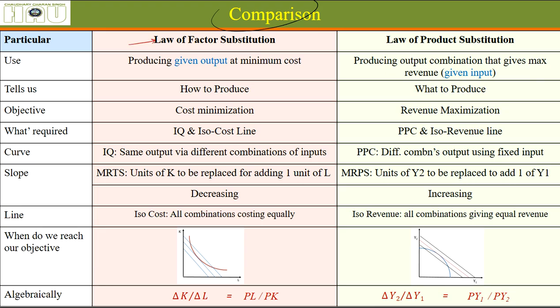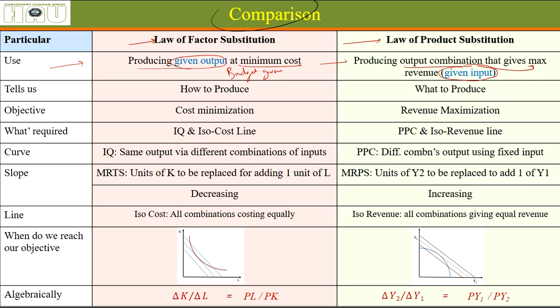Law of factor substitution and law of product substitution. All right, what's the use here? We have to produce a given output at minimum cost in the law of factor substitution, and in product substitution, just as we have discussed, we have to produce an output combination that is going to give us maximum revenue. Here the budget is given. Here the quantity of input is given.